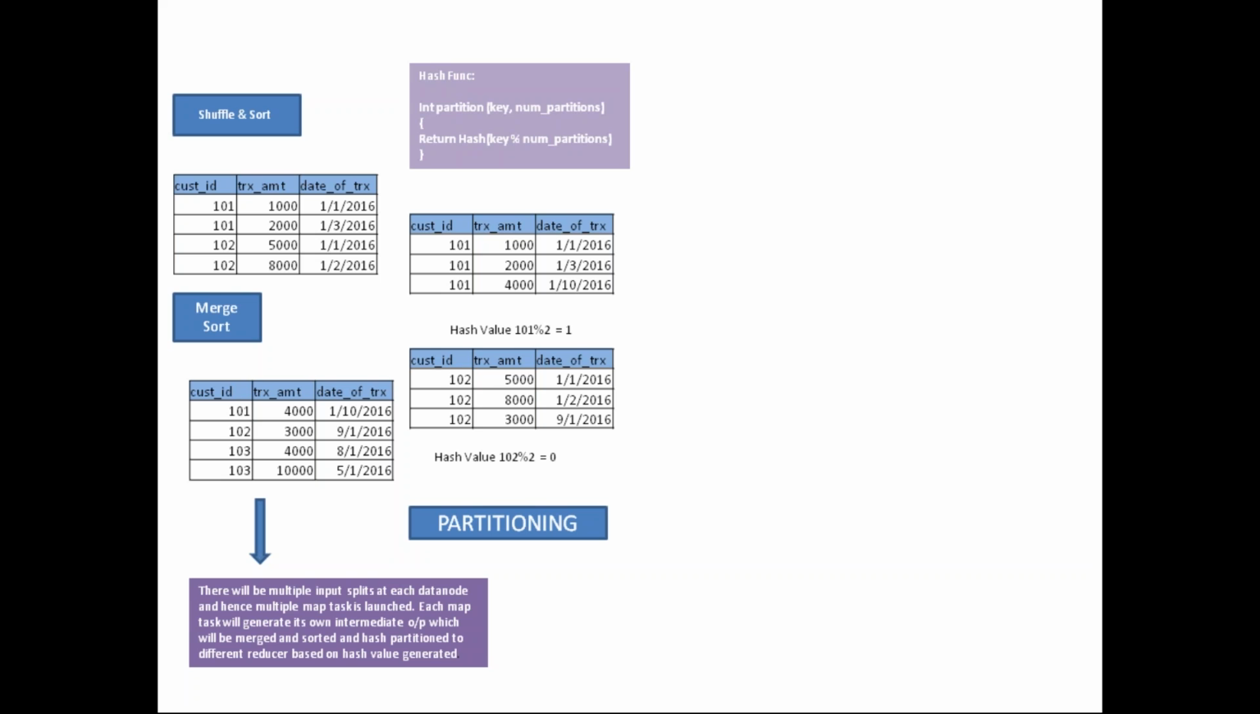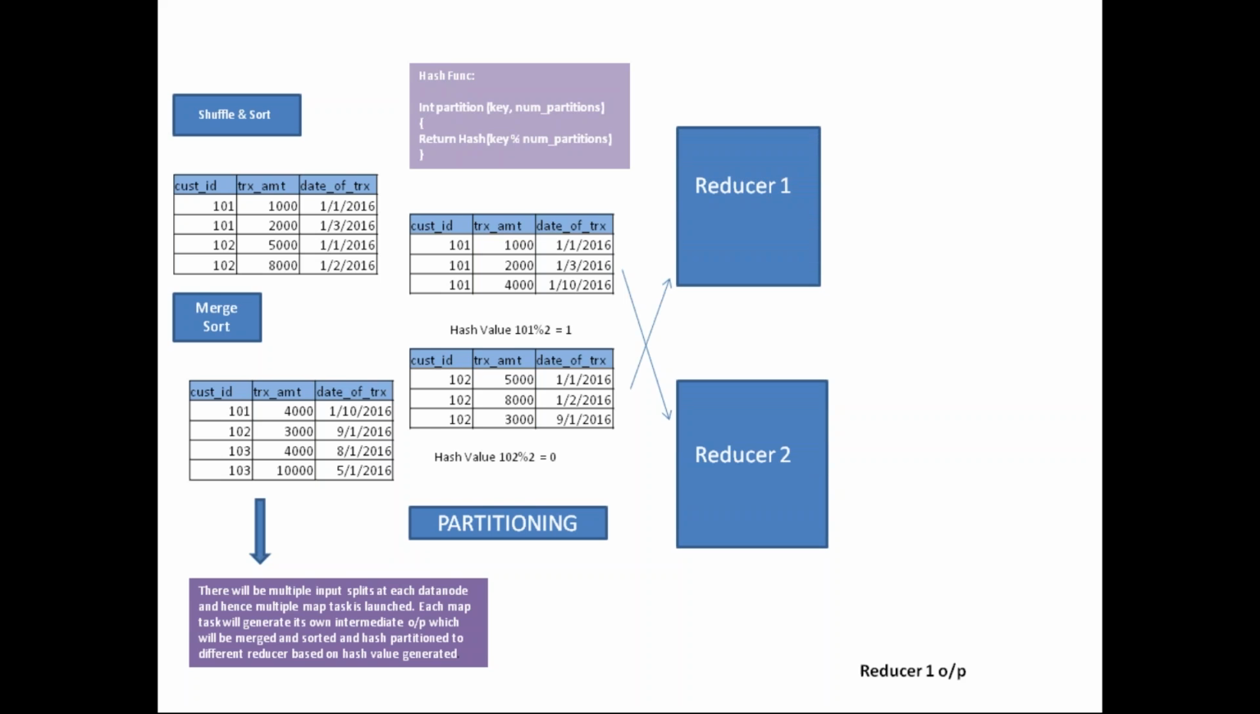Here the hash value 0 will go to the first reducer, because reducer naming is something like an array, and an array starts with 0. So here also the numbering of reducers starts with 0. Your hash value 0 will go to the first reducer, and hash value 1 will go to the second reducer. Similarly, 103 will again be mod by 2, so it will generate 1 and end up in your second reducer.